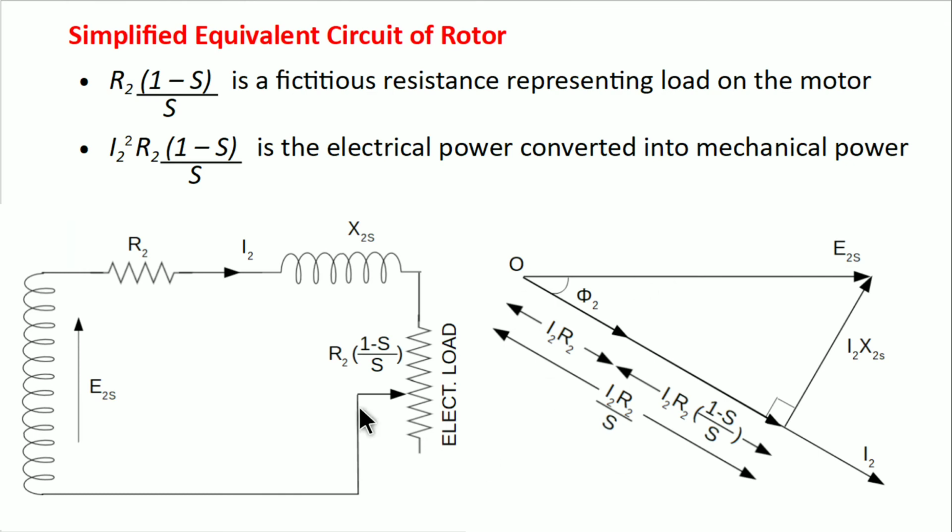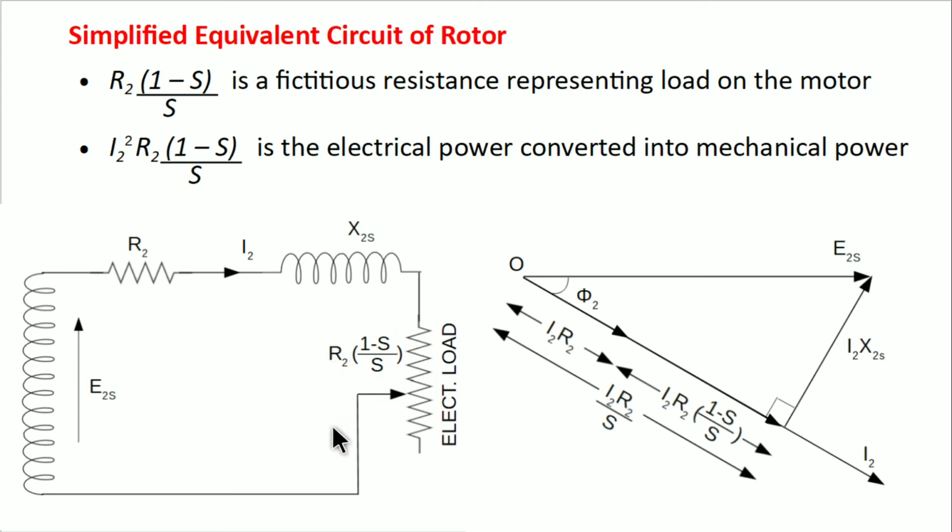Here R2 over S is represented in two parts: R2 and R2 into (1 minus S) over S, which is the variable part. Now the diagram has the parts. E2S is the EMF induced at standstill. R2 is the resistance of rotor per phase. X2S is the reactance of the rotor per phase at standstill. And this is R2 into (1 minus S) over S.